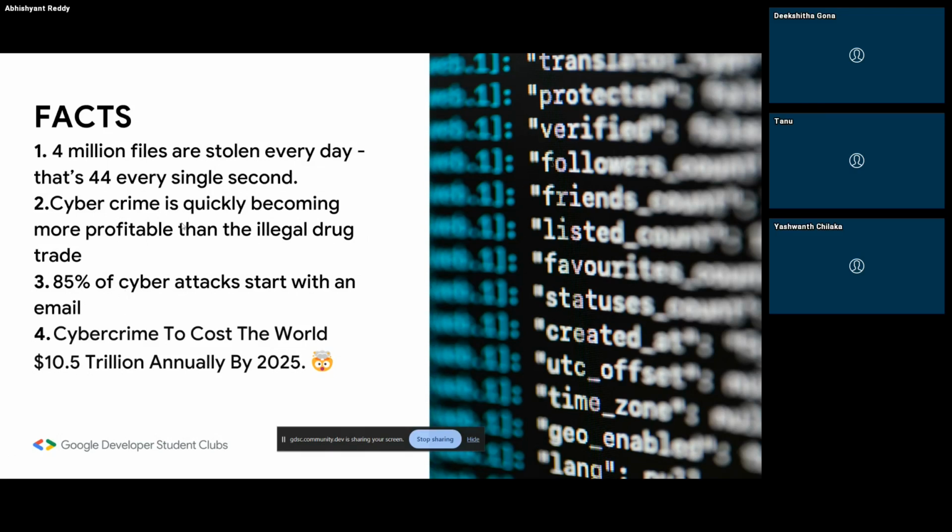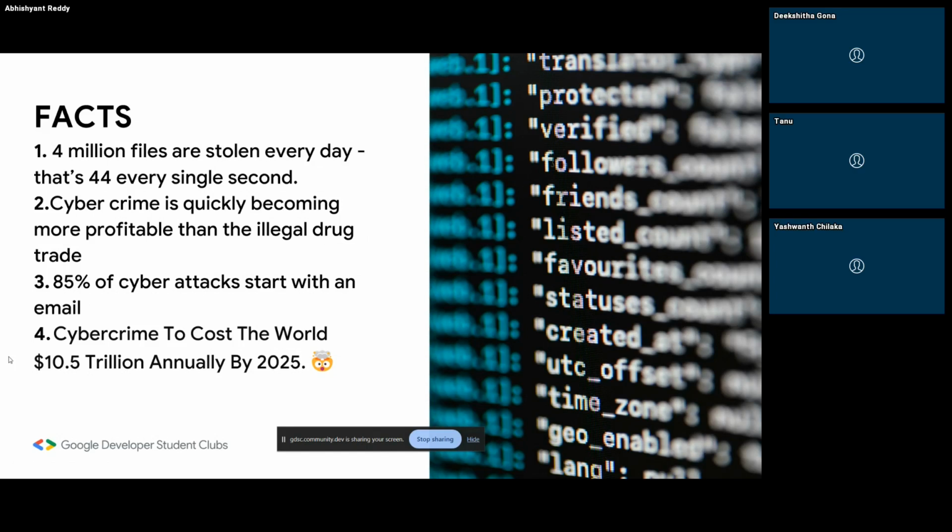And the third one is quite common. 85% of cyber attacks start from an email. You just get some attachment file or some random link, you click on it, and there you go. And the fourth one is the most mind-blowing one, because it says that cybercrime is to cost the world almost 10.5 trillion by 2025.